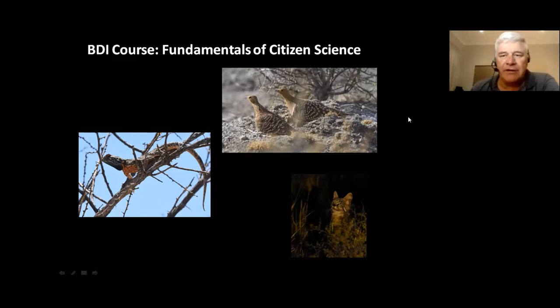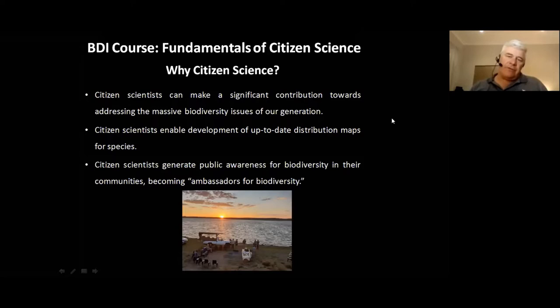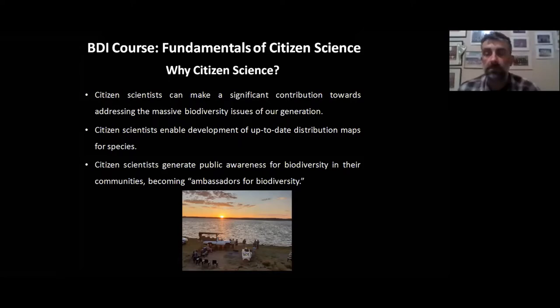Why citizen science? Well, we believe that citizen scientists, lay people like many of us involved in this forum, can really make significant contributions towards addressing the biodiversity issues that face us at present. We all know, I think, from seeing distribution maps presented in this forum and elsewhere, that the results of work by citizen scientists enable the development of up-to-date distribution maps for species, distribution maps that would simply not be possible if we were to rely on researchers getting out into the field. So we're able to cover a lot more ground with the assistance of citizen scientists.